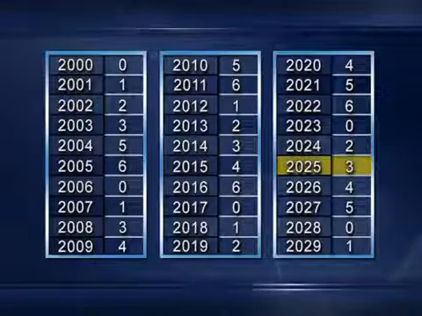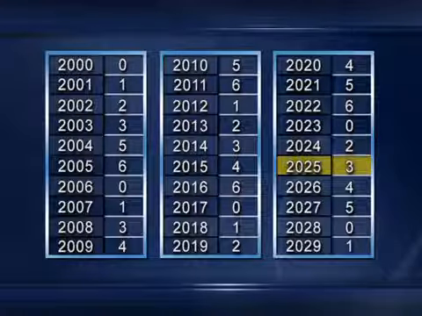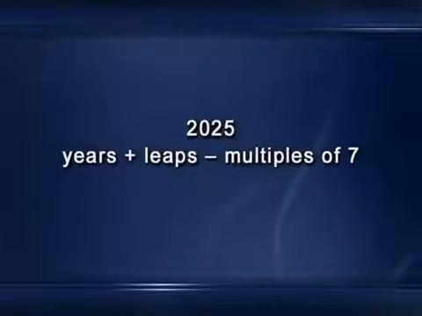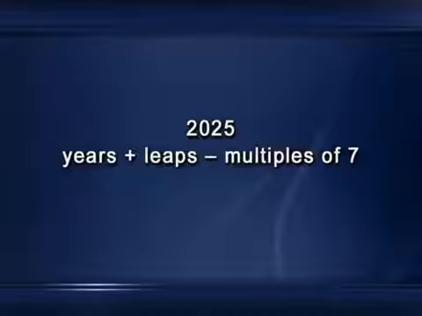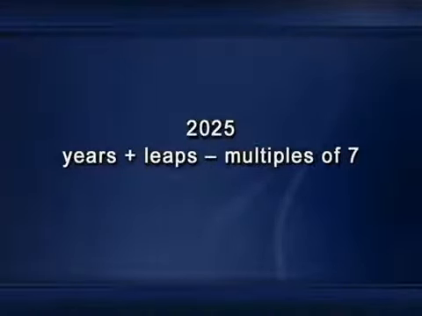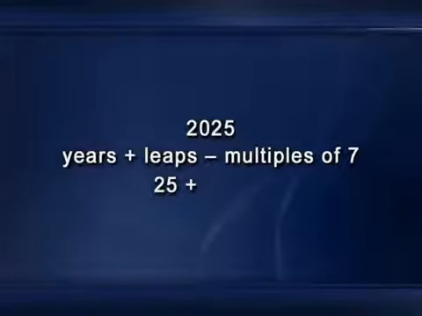But let's figure it out in our head without using the chart. Okay, here's the formula: years plus leaps minus multiples of 7. For the years, we just take the last 2 digits of the year. So for 2025, that would be 25. Now we're going to figure out the leaps. 2000 has a year code of 0. After that, the calendar will shift once for each year and once more for each leap year.